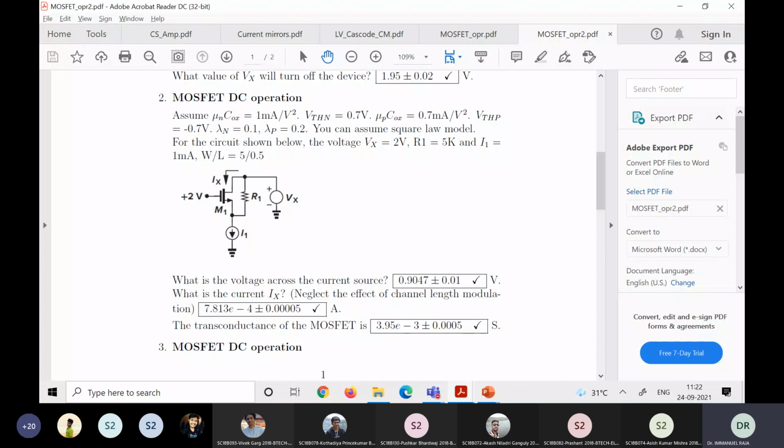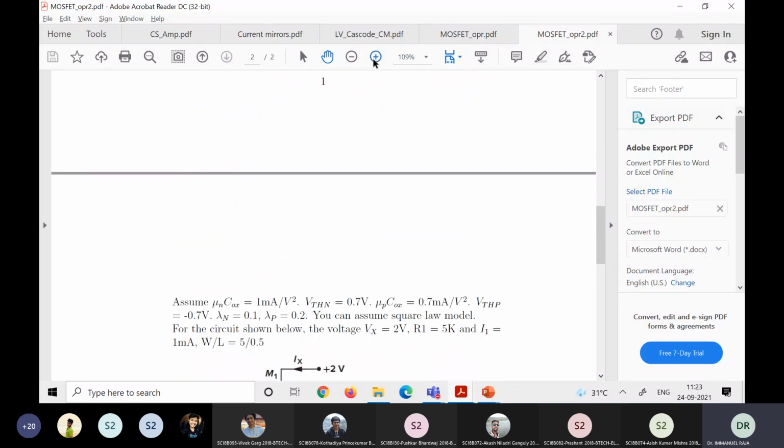What is the voltage across the current source, right? That is this node voltage. So that is going to be 2 minus VGS, right? So the current I1 is split between two things. It is going to be IX plus Vx minus this voltage divided by R1. So you have current addition here. You just write that equation, you'll get a quadratic equation. Solve the quadratic equation, you'll get the answer.